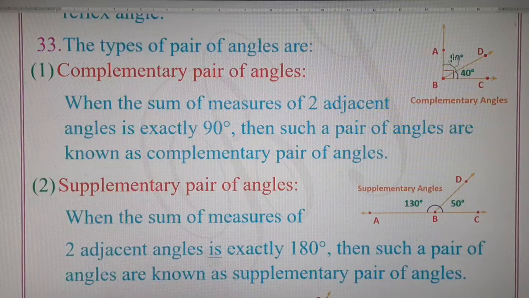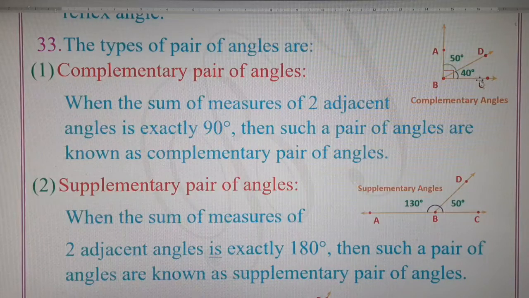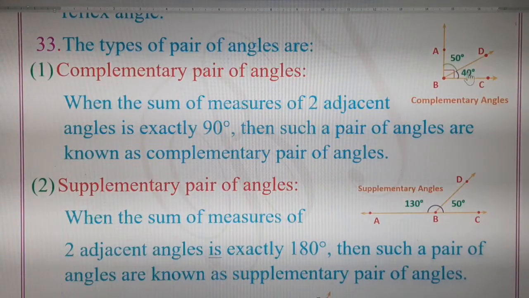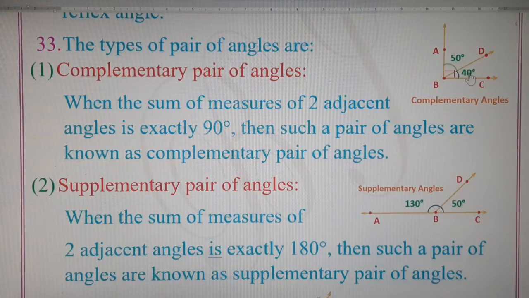Here in this particular diagram, angle ABD is of measure 50 degree, angle CBD is of measure 40 degree. Both the angles are adjacent angles because they are having a common vertex B. They are having a common arm or ray, that is ray BD. And when we add the sum of their measures, 50 degree plus 40 degree, their sum total is 90 degree. So this two pair of angles will be called complementary pair of angles. The sum of measures of complementary pair of angles will be exactly 90 degree.